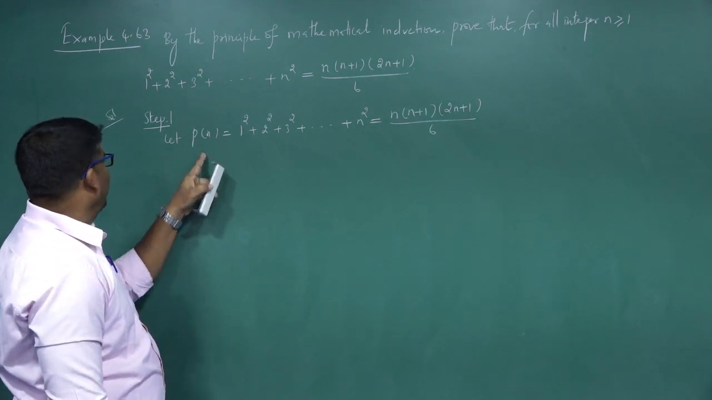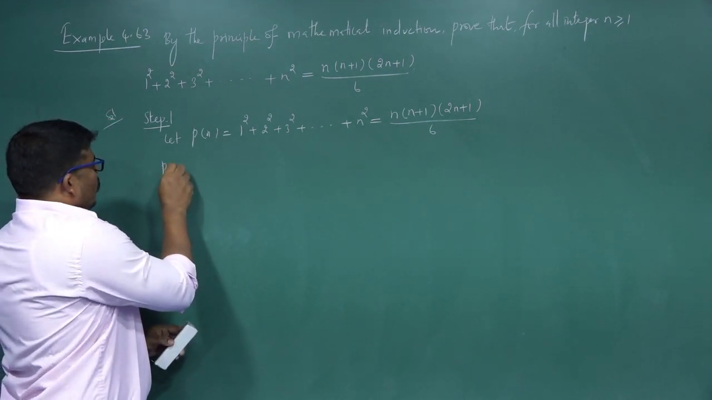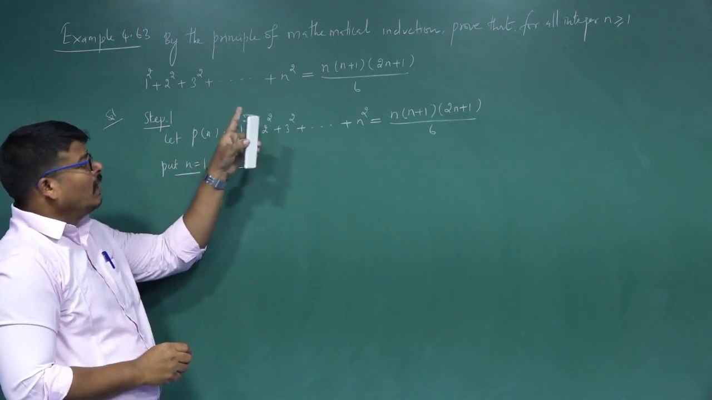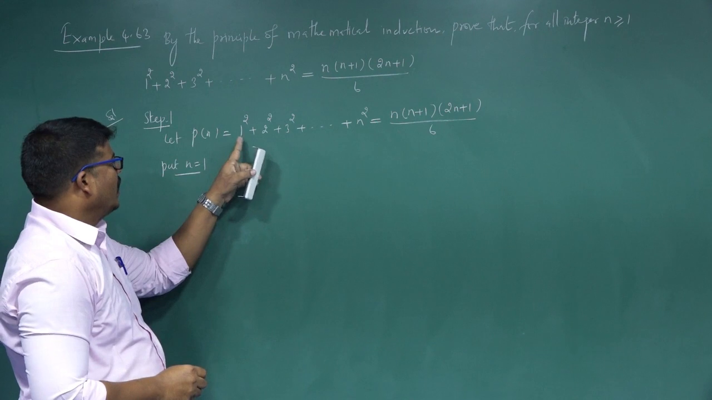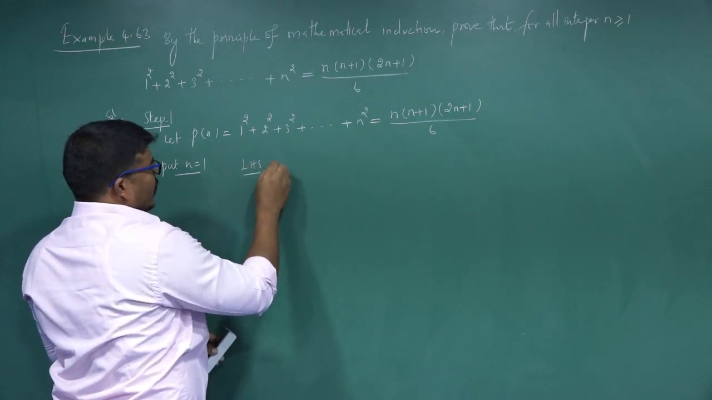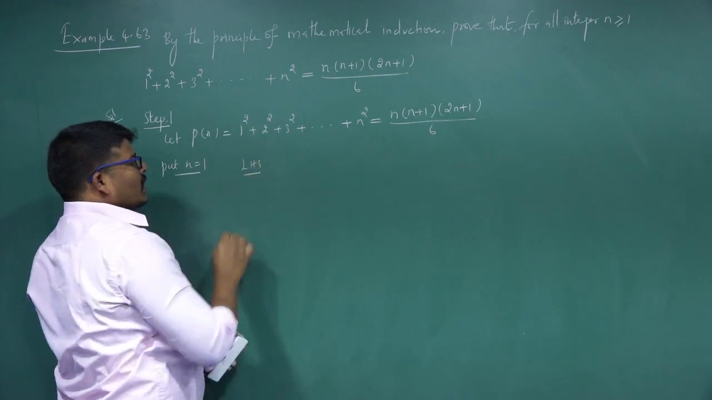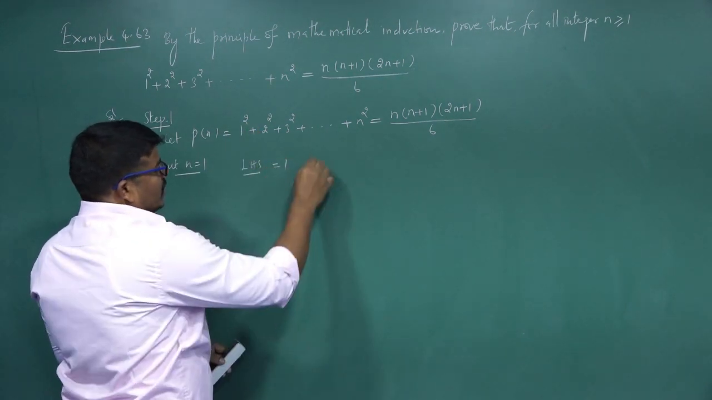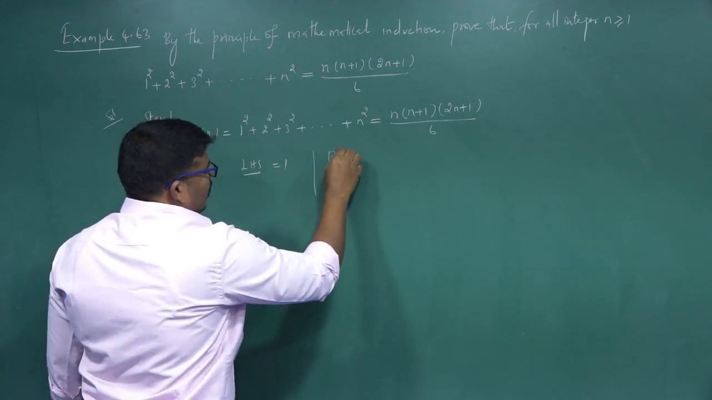Next, put the value n equal to 1. Taking LHS, the left hand side, LHS equal to 1 square. This is the first term. 1 square value is 1. LHS value is 1.